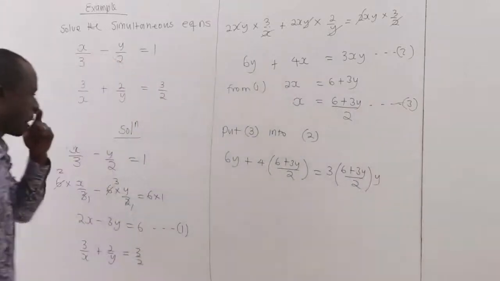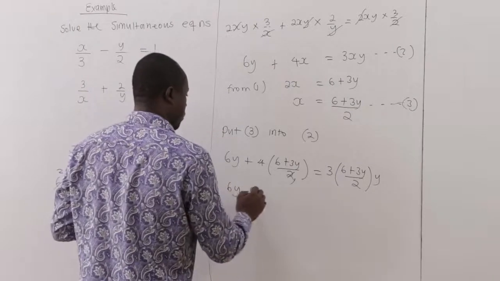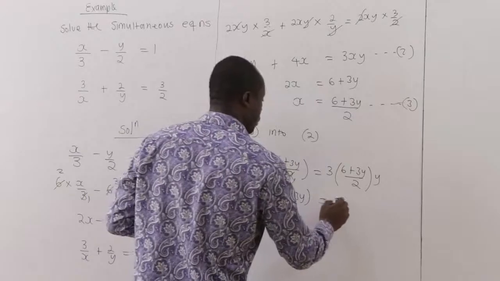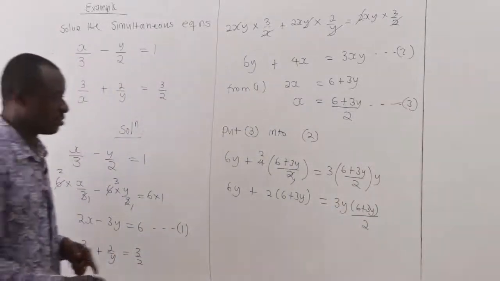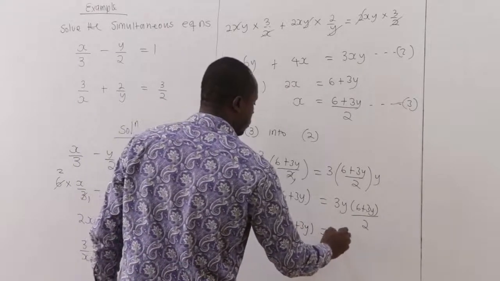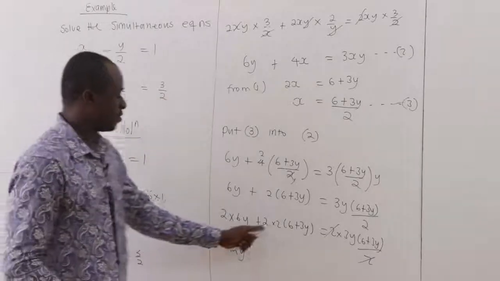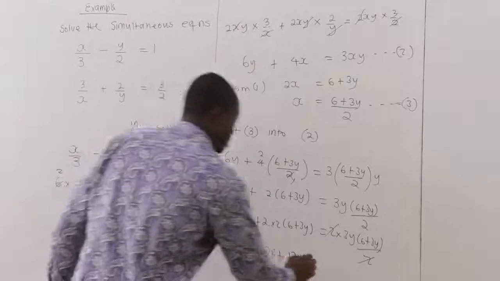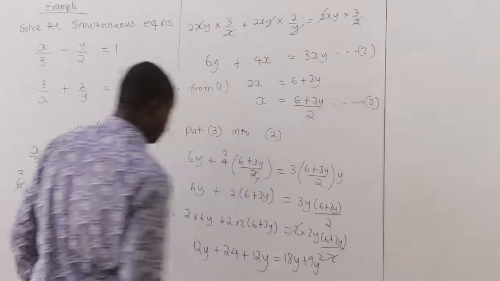So clearly, we have 6y plus 4 times 6 plus 3y over 2, equal to 3y times 6 plus 3y, all over 2. The LCM is 2, so let's multiply through by 2. 2 times 6y is 12y. 2 times 4 over 2, that's 4. 4 times 6 is 24, 4 times 3y is 12y. And this is just equal to 3y times 6, 18y, and 3y times 3y, that is 9y squared.